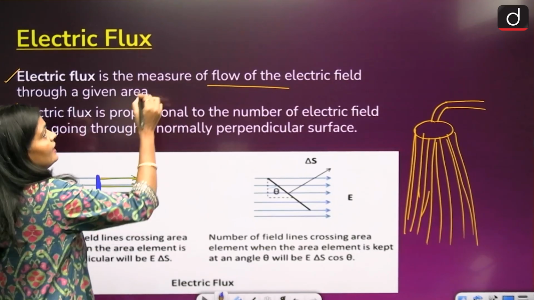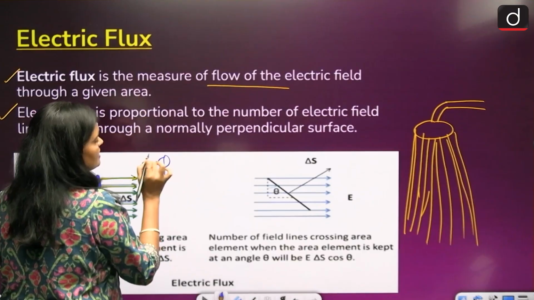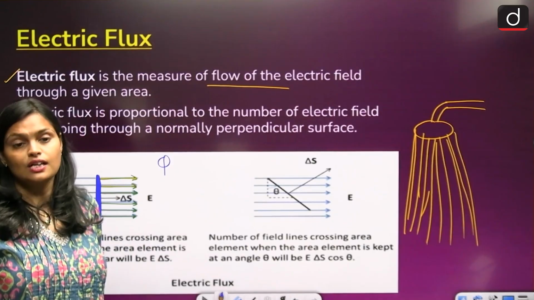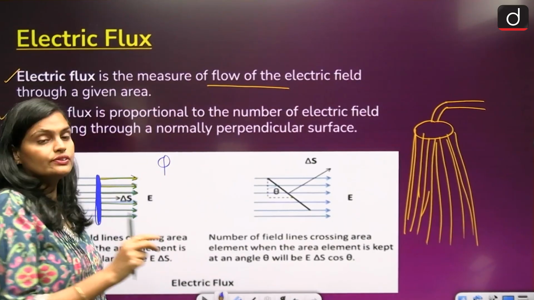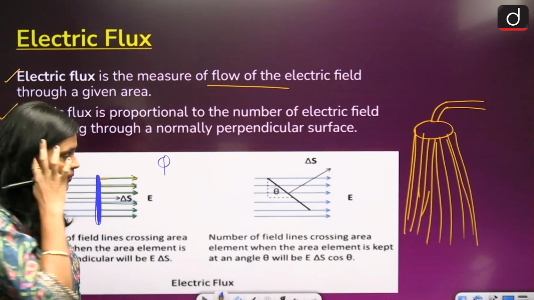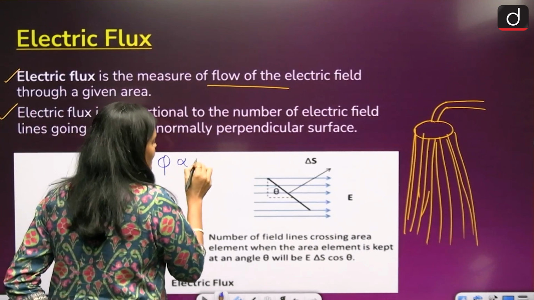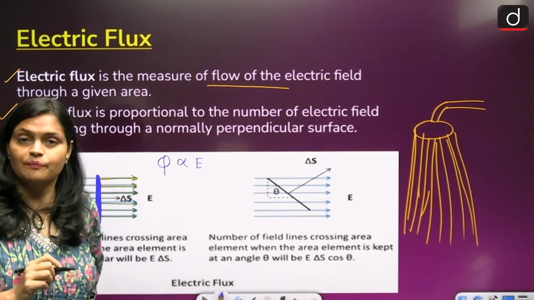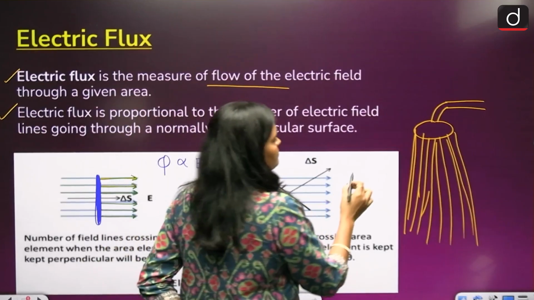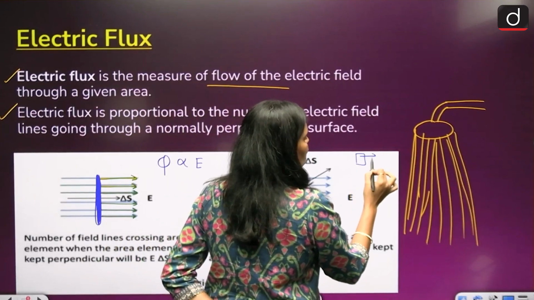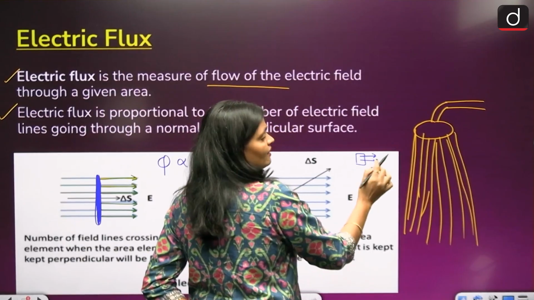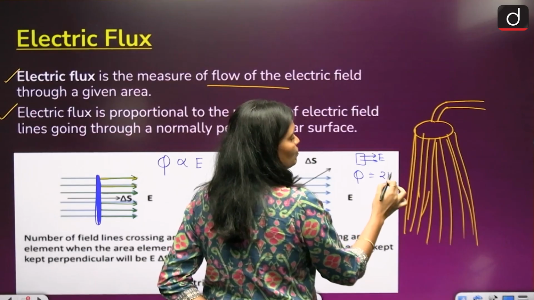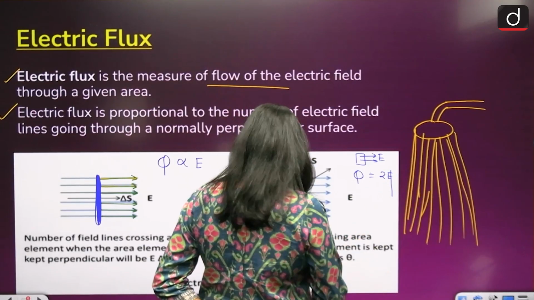So basically, electric flux can be represented by this sign. This is the sign of electric flux. Wherever you have seen this sign, just imagine it is electric flux. So electric flux is directly proportional to what? Electric field lines, right? Now suppose you have an object from which two electric field lines are coming out. So what is the electric flux here? 2. Or simply just write down 2.